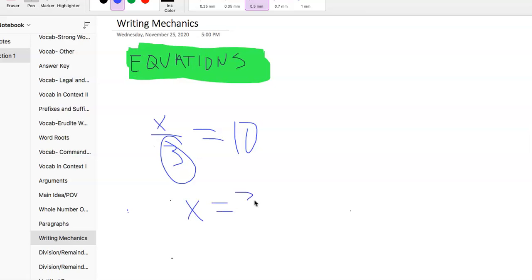10 times 3 is 30. That's our answer. Okay, so that's all you got to do. Multiply by the denominator on both sides, and that'll get x by itself, and then you just got to do the multiplication on the right side of the equation.